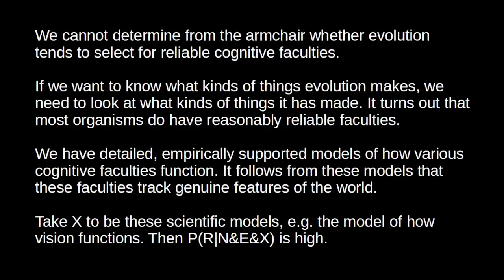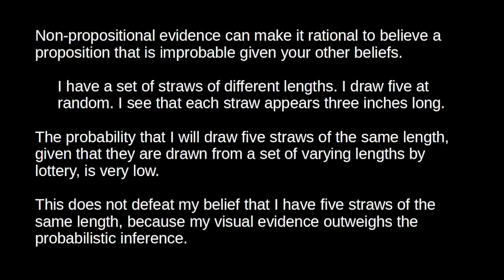So that's one sort of move, right? We can try to appeal to these other propositions that we believe that will then raise the probability of R. Another response along similar lines is that non-propositional evidence can make it rational to believe a proposition, even if that proposition is improbable, given the other propositions you accept. So this is the line taken by Michael Bergmann in his article Commonsense Naturalism. Bergmann proposes the following analogy.